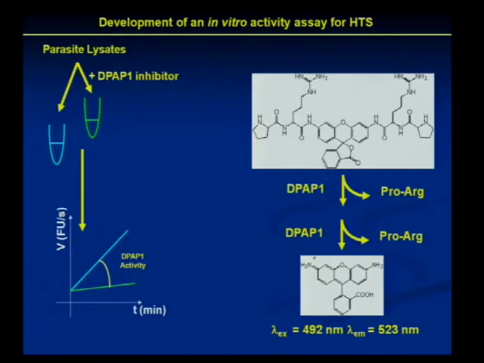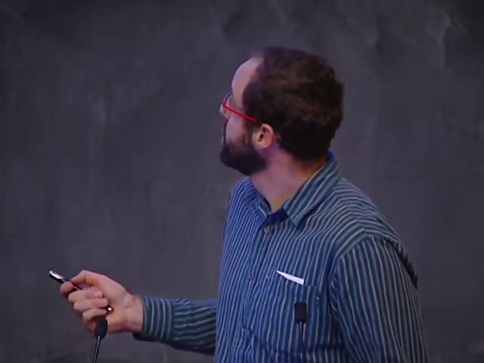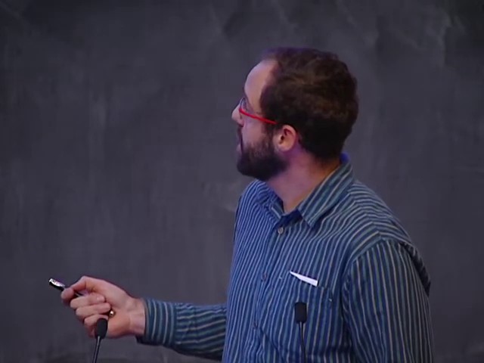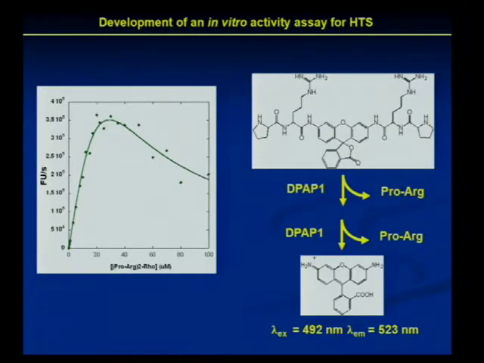It gets cleaved twice, releasing two proline-arginine peptides, and this rhodamine fluorophore emits at 523 nanometers. We use that fluorophore because the higher you go in emission, the less likely you are to get background from the intrinsic fluorescence of a large library of compounds. So that's the dose response with parasite lysate. We get a good linear range between 0 and 20 micromolar with an apparent KM of 10 micromolar, which is what we use for the screen.